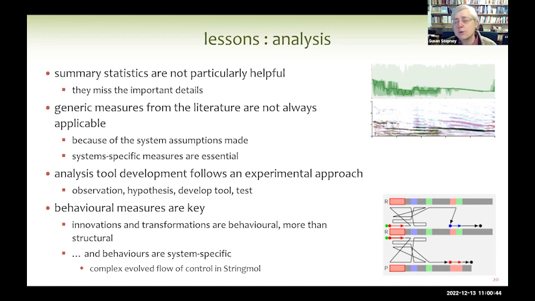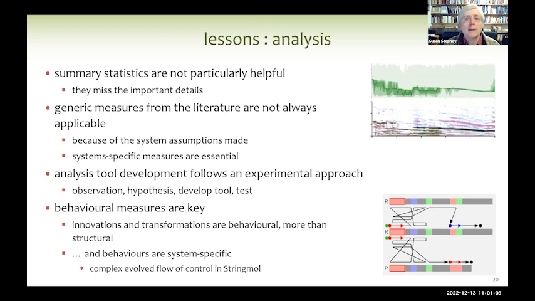And in the analysis tool development, we weren't able to develop the tools up front. We had to develop them following an experimental approach. We observed what was happening. We hypothesized that particular mechanisms were happening. We developed the tools to measure those mechanisms and test the hypotheses and so on.